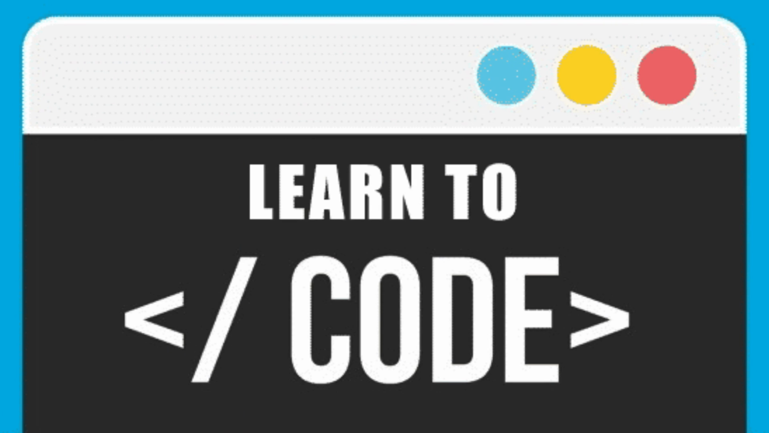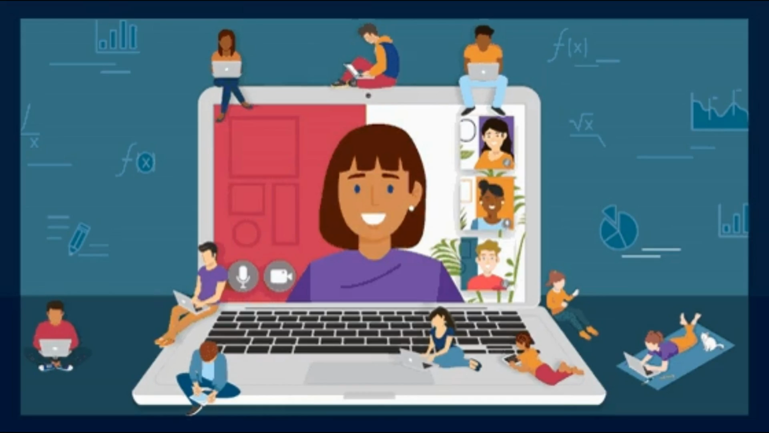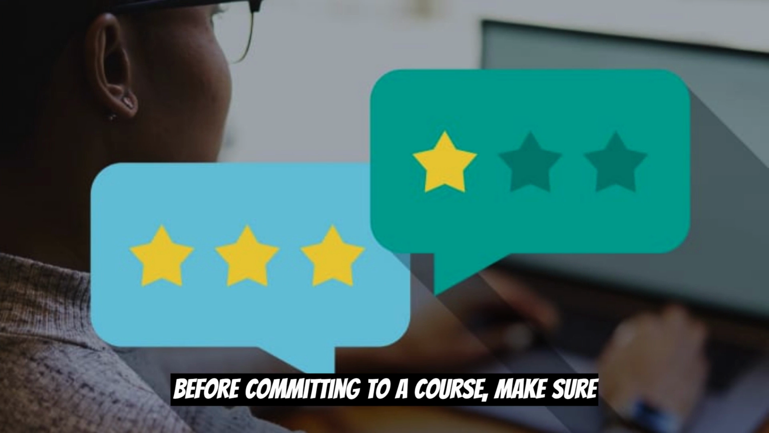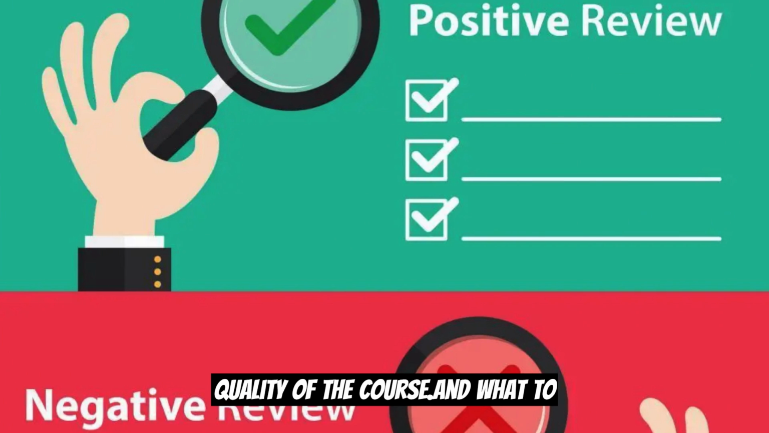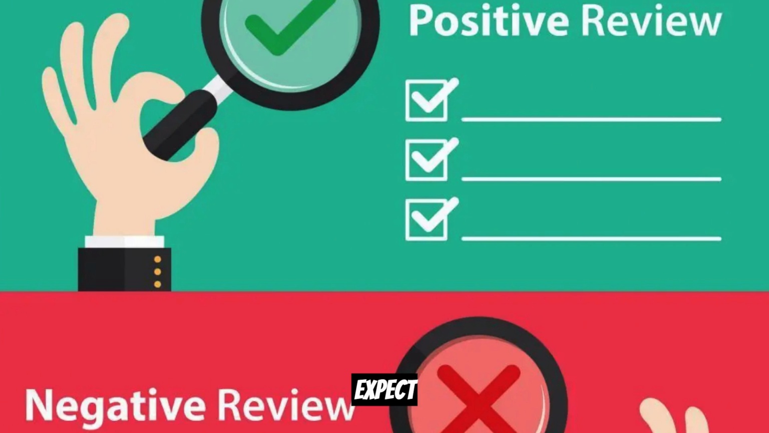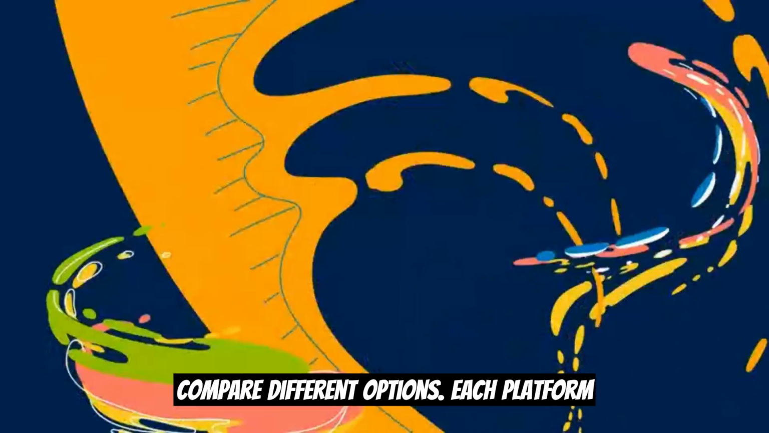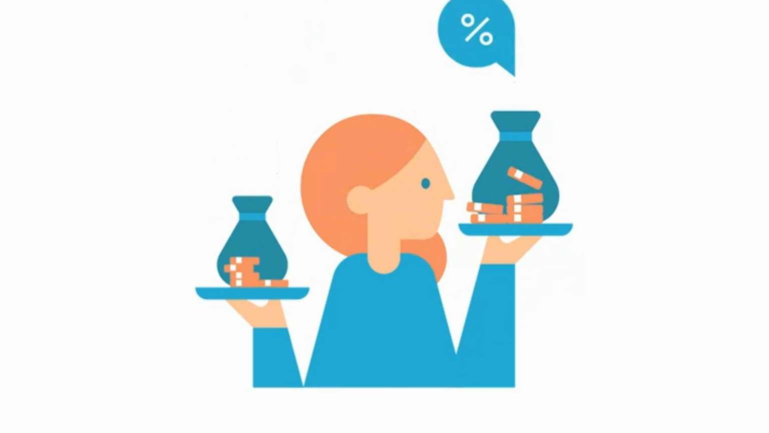Now that you know about some popular online resources, how do you choose the right one for you? Here are some tips. A. Read reviews. Before committing to a course, make sure to read reviews from other learners. This will give you an idea of the quality of the course and what to expect. B. Compare different options. Don't be afraid to shop around and compare different options. Each platform offers a different style of learning, and what works for one person may not work for another.